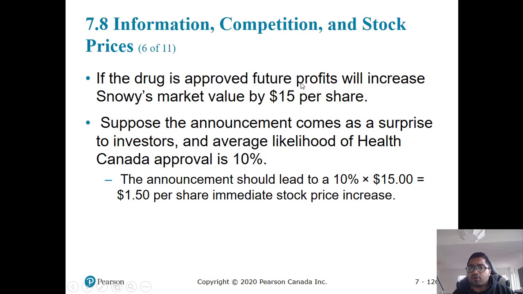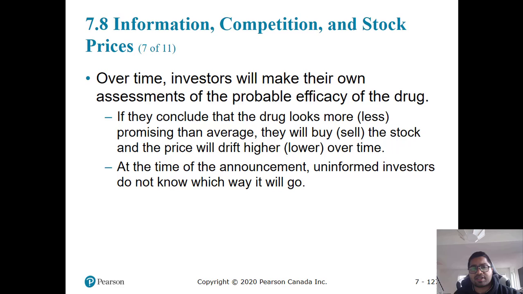If the drug is approved, future profits will increase by $15 per share. If the announcement comes as a surprise, the likelihood of Health Canada's approval is 10%. So the announcement should lead to a $1.5 increase right now. And if the drug is approved, then the price goes up. If the drug is not approved, the price goes down.